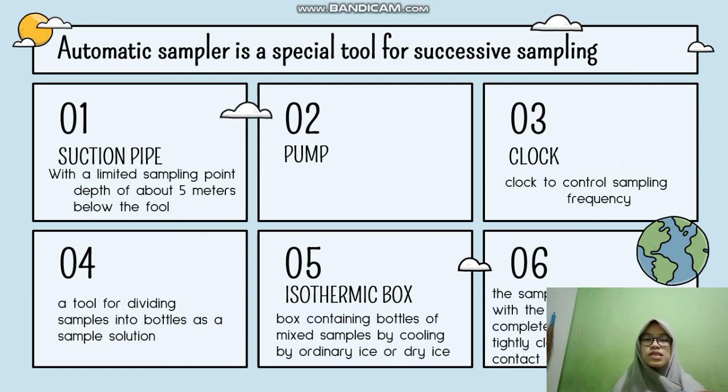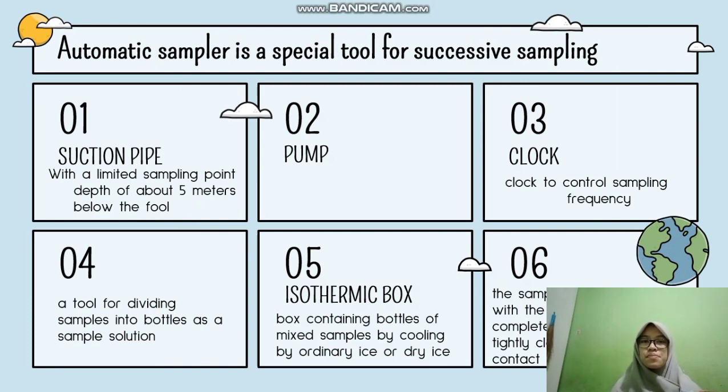This tool consists of a suction pipe with a limited sampling depth of about 5 meters below the tool, and a pump. Then a clock to control sampling frequency, a tool for dividing samples into bottles as a sample solution, and an isothermic box containing bottles of mixed samples, cooled by ordinary ice or dry ice, so that sample preservation can be carried out no later than 1 day before being brought to the laboratory.